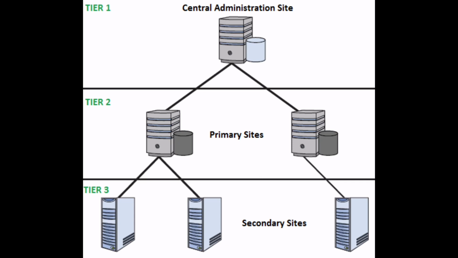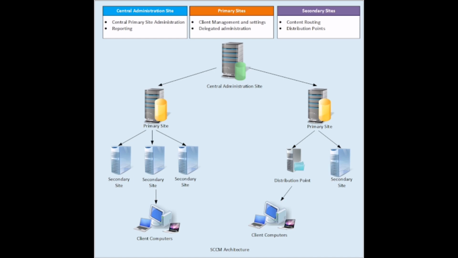A primary site has its own database hosted on the SQL server to maintain configuration. This is the site where clients can be directly assigned. A primary site has the ability to host child sites, that is secondary sites. As in the diagram we can see, the top level is the CAS server, then the primary site is assigned to it, and further the secondary sites are reporting to the primary site.